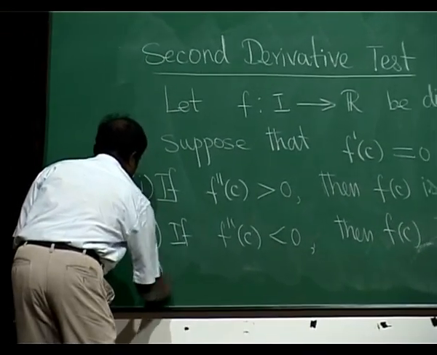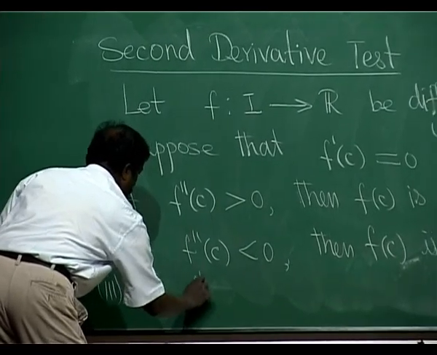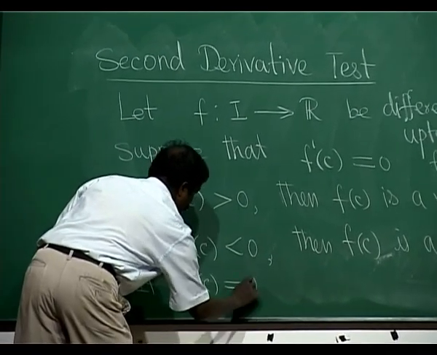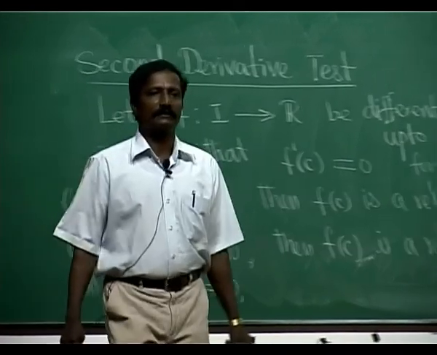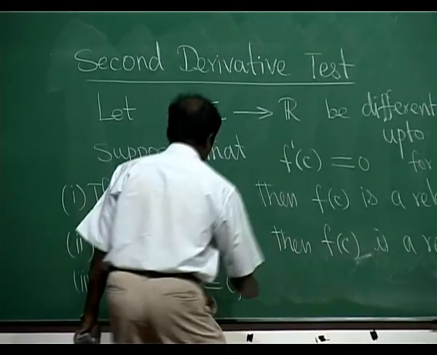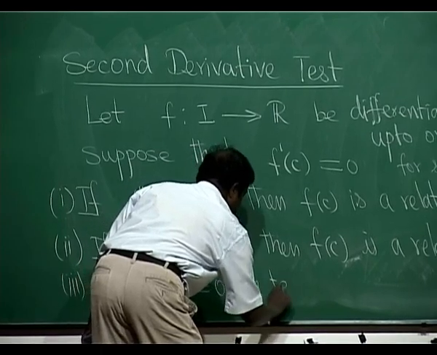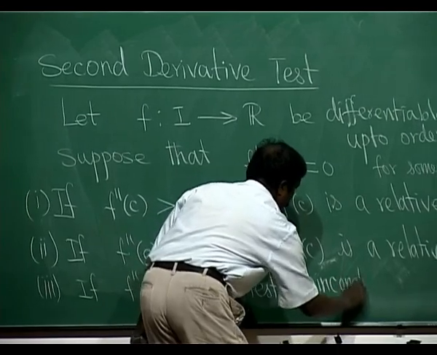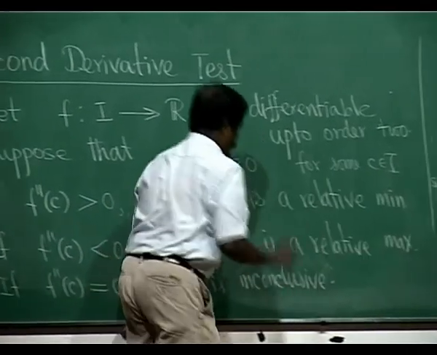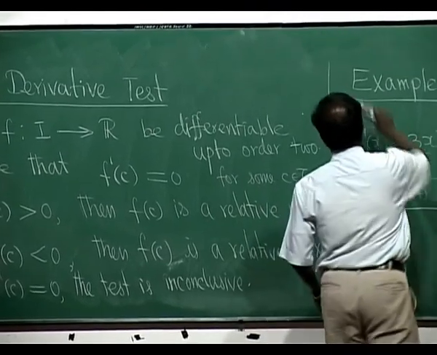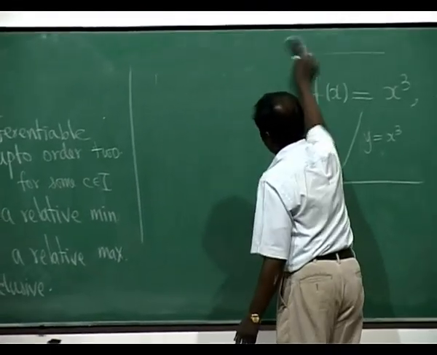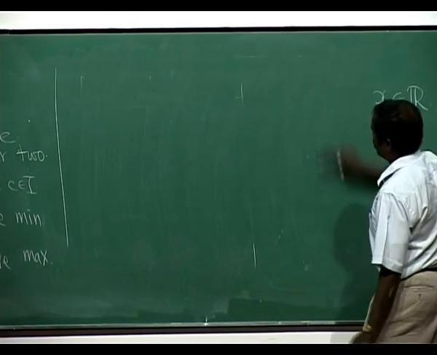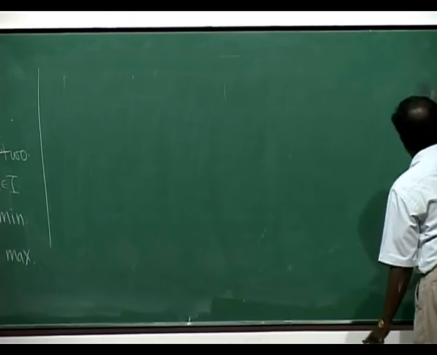Three, if f''(c) equals 0, the test fails. The test is inconclusive. But the first derivative test will always work. The second derivative test is easy if we can calculate all these things, but it may give us a problem if it fails.